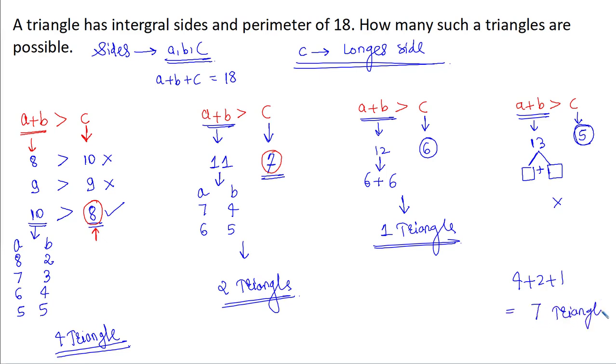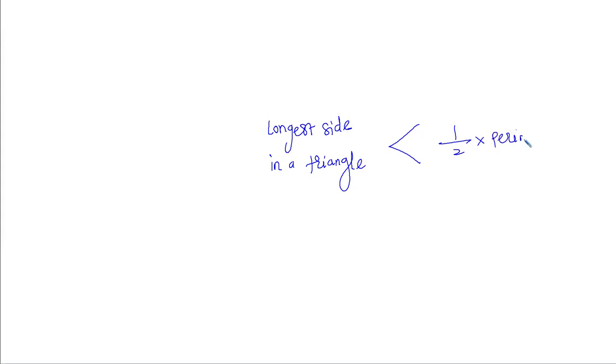Okay everyone, so from this we can remember one property. Look here, which property am I talking about? The property I am talking about is, the longest side in a triangle is always less than half of the perimeter, whereas it is always greater than or equal to 1/3 of its perimeter.